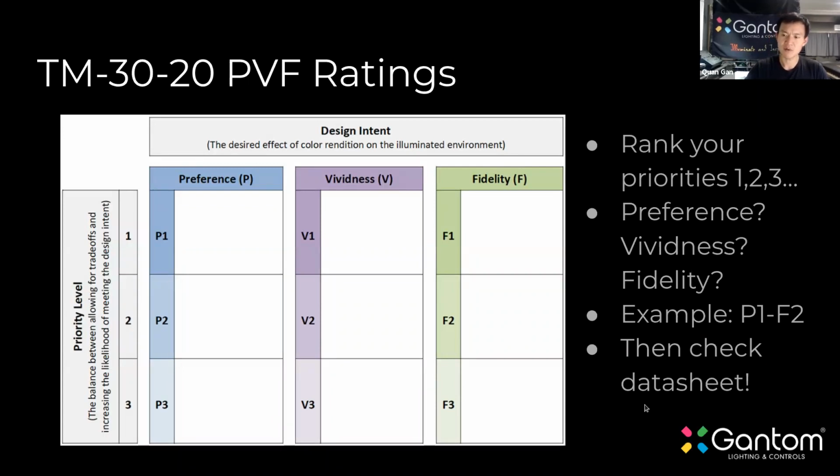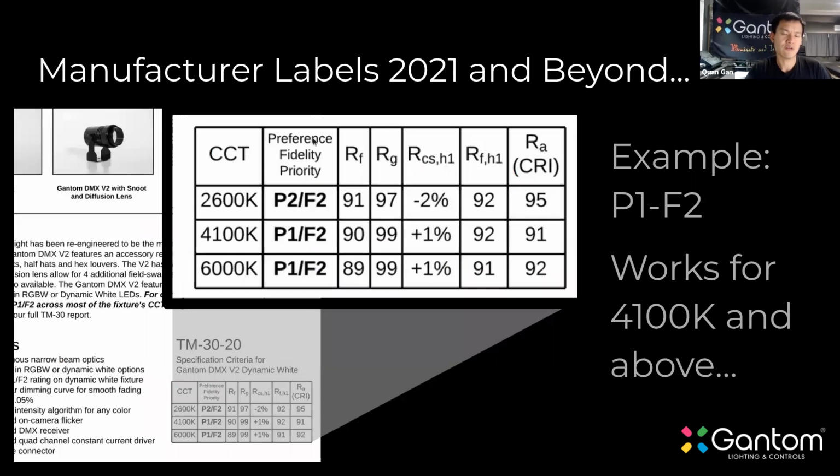Okay, so for example, let's say we want a P1 F2 fixture. So then we check the data sheet. And this is a sample of new dynamic white fixture data sheets that we are producing. And so you'll see right here, front and center, we try to give you the priority levels for the preference and the fidelity. And you'll see at certain color temperature configurations, we're able to hit a P1 F2 rating right here.